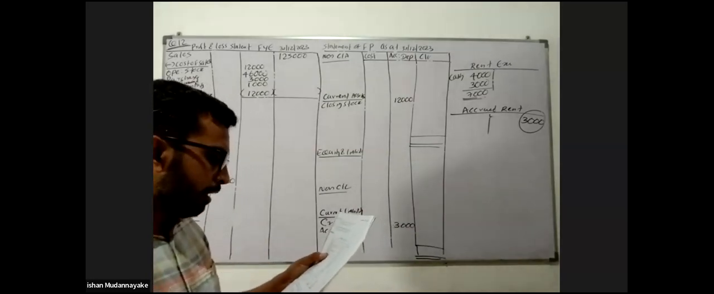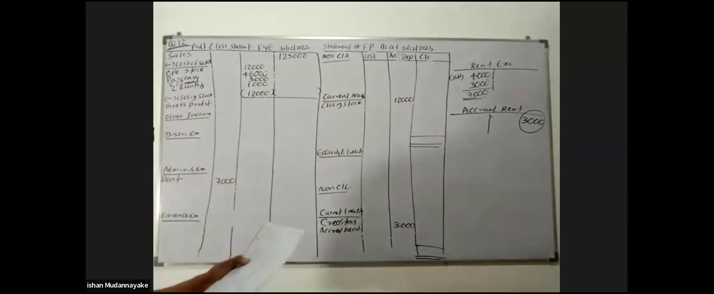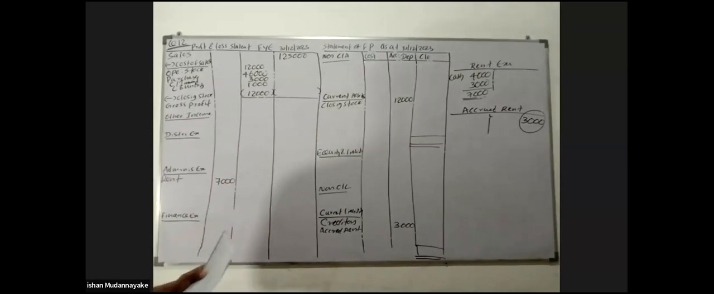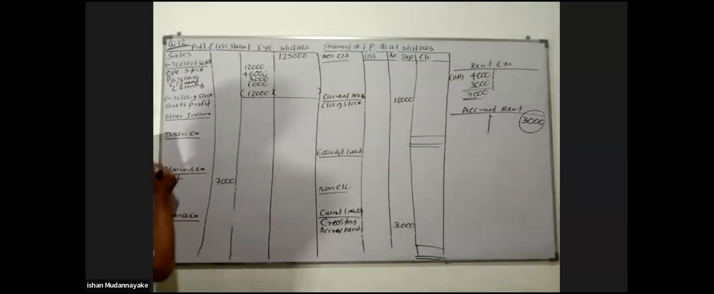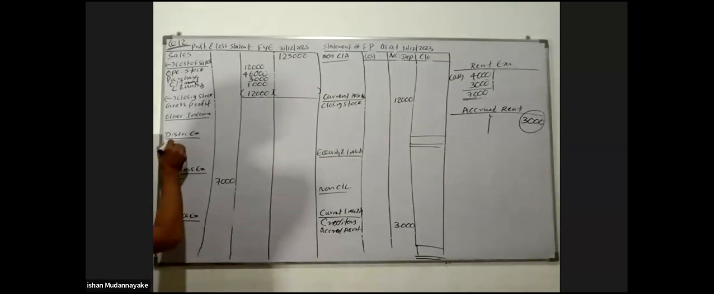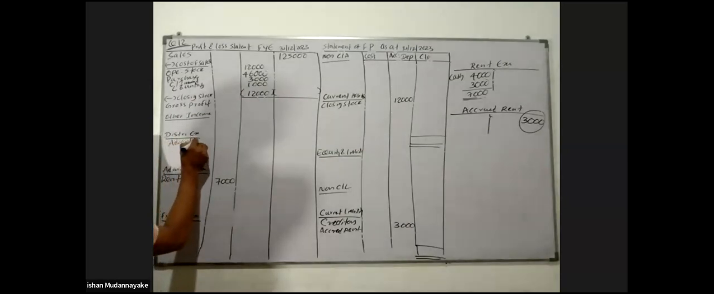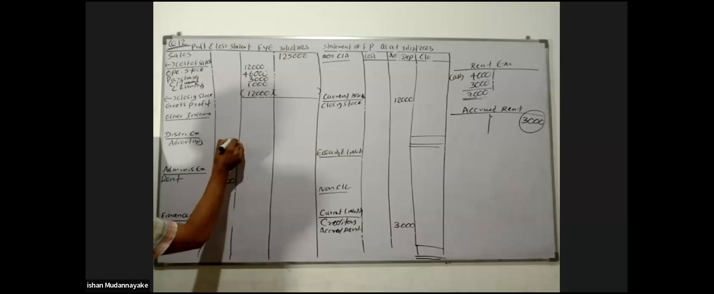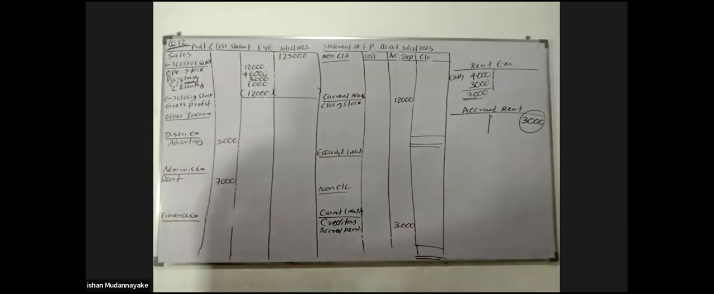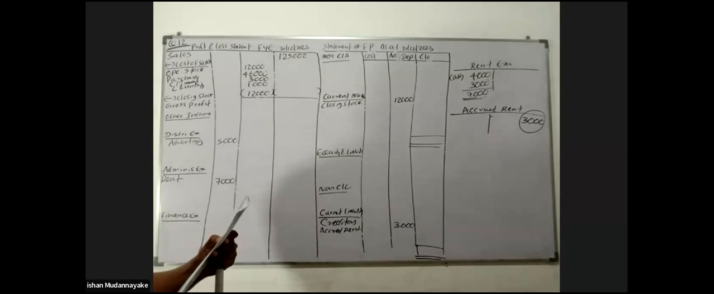Rent expense done. Advertising expense 5,000 under the selling and distribution expense. Write down advertising 5,000 under distribution expense.